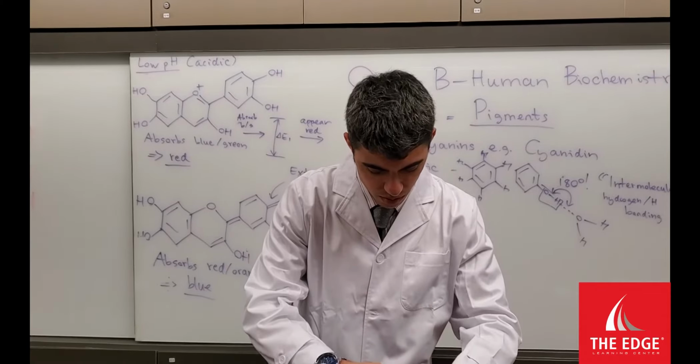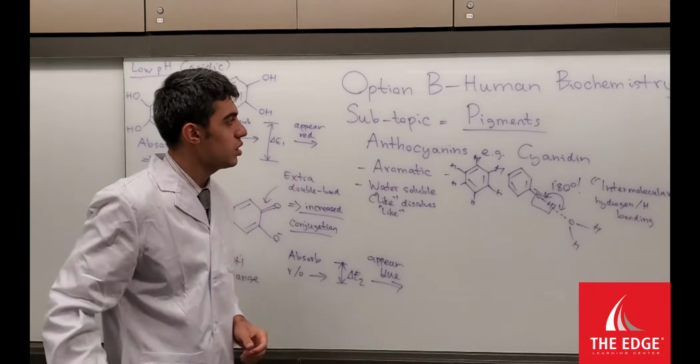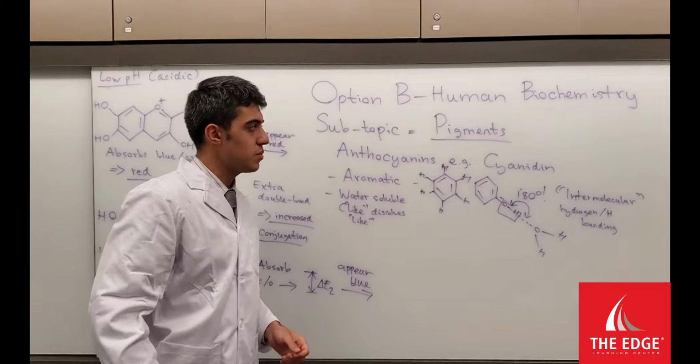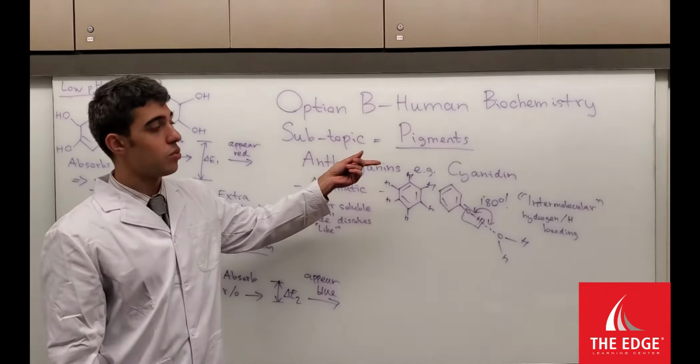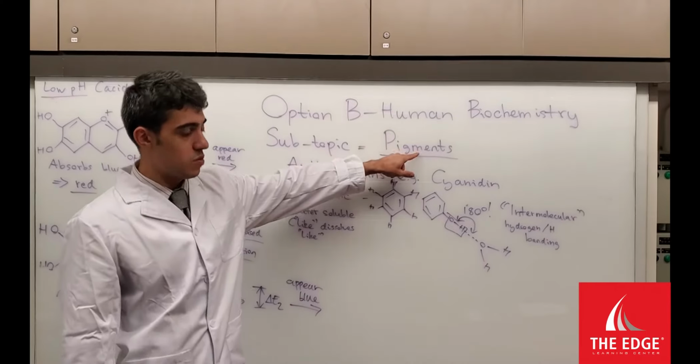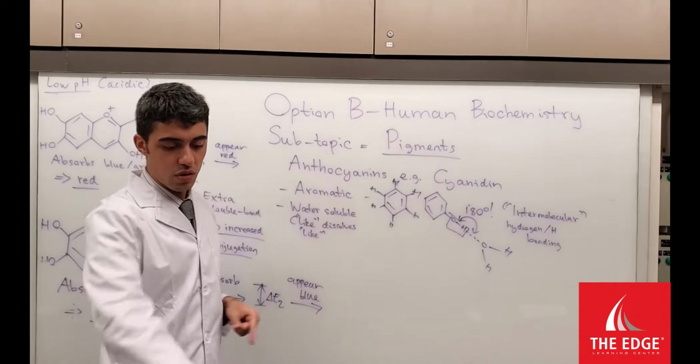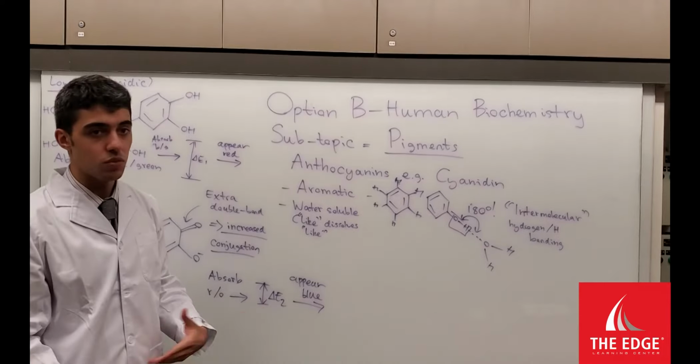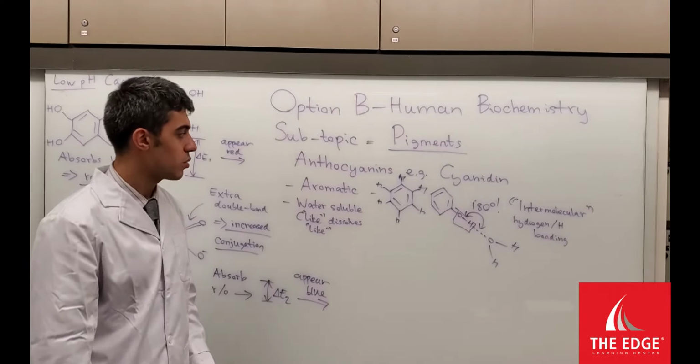But in paper 3 of the IB chemistry exam, you'll have to choose an option, and one option is option B, which is human biochemistry. And one subtopic is pigments. And these pigments, similar to these dyes, absorb light and re-emit light, so they give off some color.